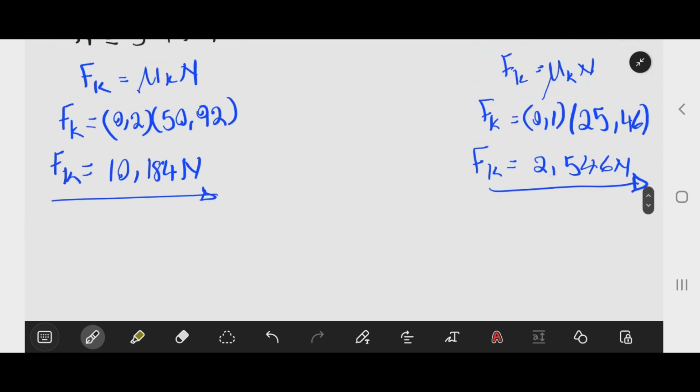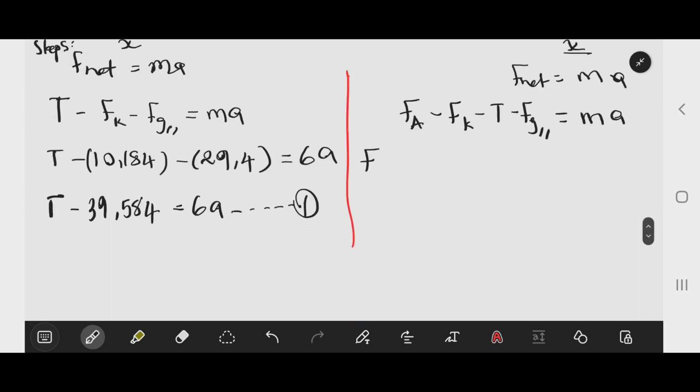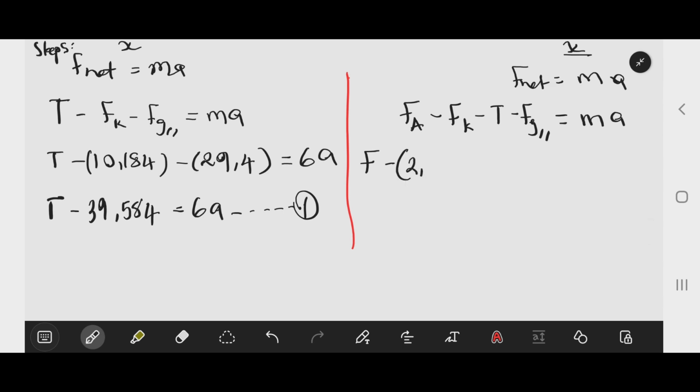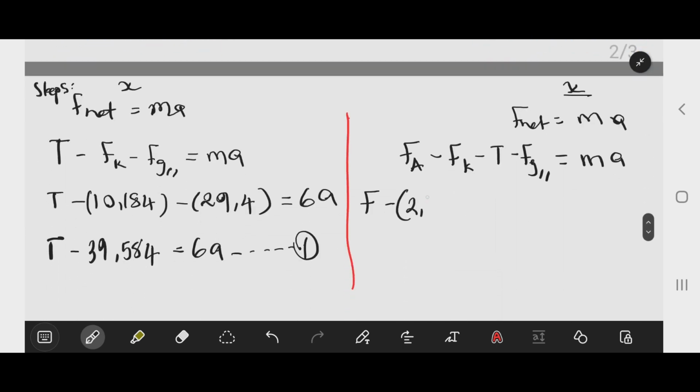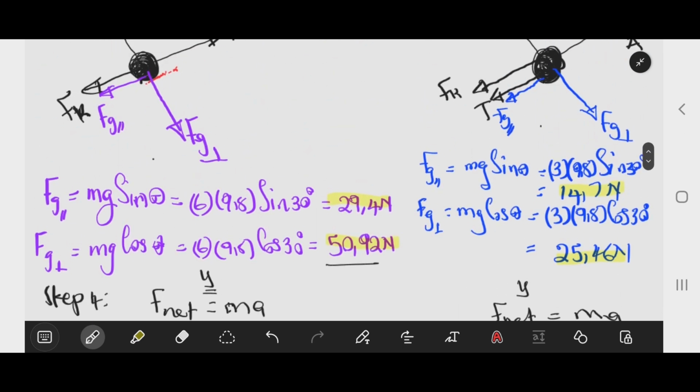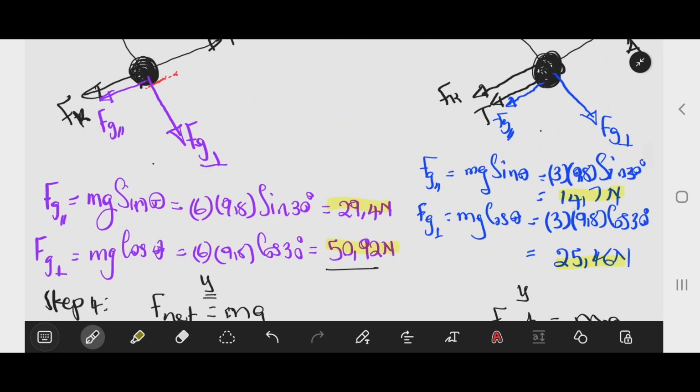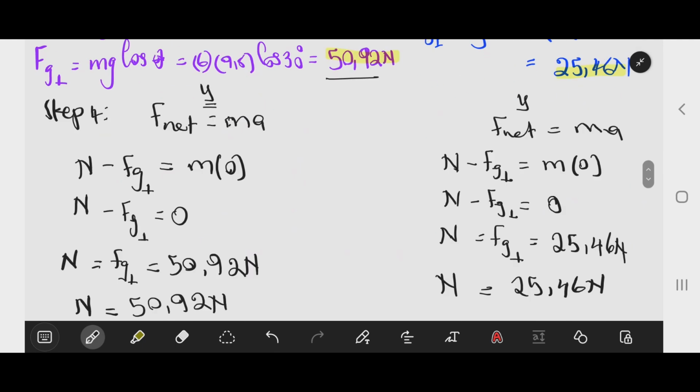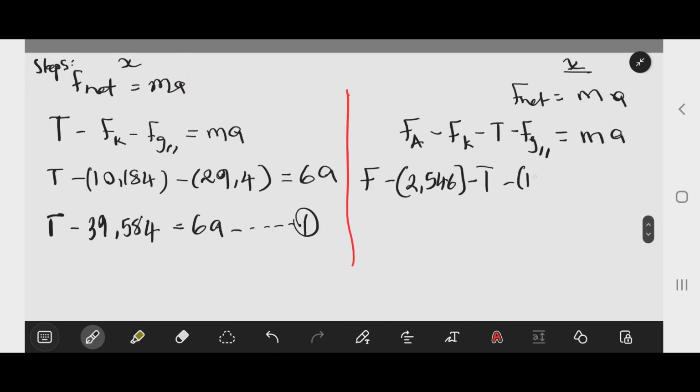The friction, we have calculated it in the F net in the y direction, which is 2.546, right? So that would be minus 2.546, minus tension that we do not have, minus Fg parallel. We calculated Fg parallel when we were resolving step number 3. Fg parallel is 14.7 there, right? So that would be 14.7, and that is equal to the mass of the object. The mass of the object is 3 kg, multiplied by acceleration that we don't have.